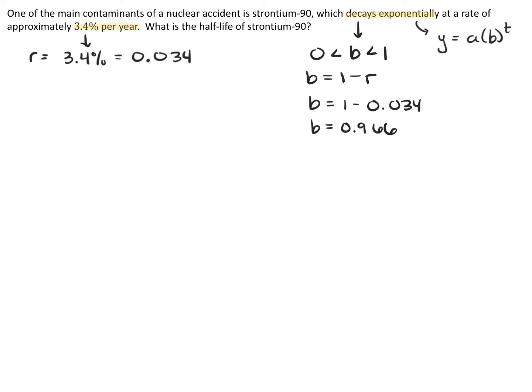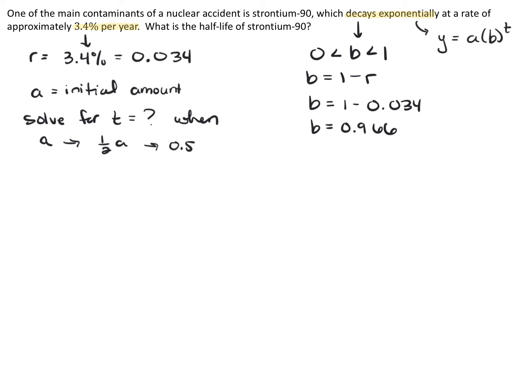Okay, so notice that we don't know what the initial amount of this contaminant is. So A is the initial amount, but that's okay. We can just call it A, because we just want to know the half-life, which means we want to solve for t, when A becomes half of itself. So half of A, you can think of that as 0.5A.